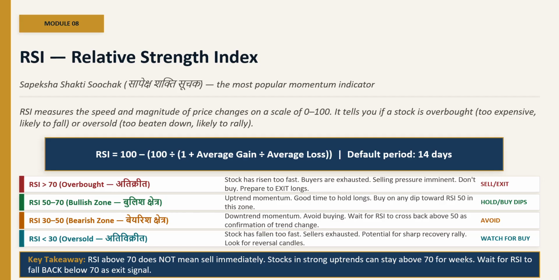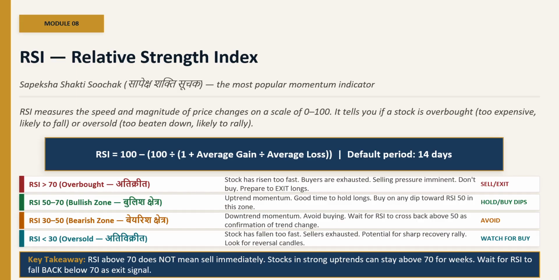RSI, Relative Strength Index, measures the speed and magnitude of price changes on a scale of 0 to 100. It tells you whether a stock is overbought or oversold relative to its recent trading history. RSI above 70 means the stock has risen too fast, too quickly. Buyers are exhausted. This is the overbought zone. Do not buy here. In fact, start looking to exit existing positions.